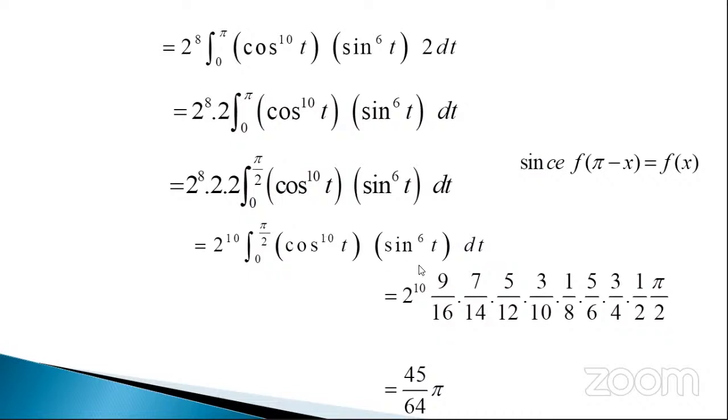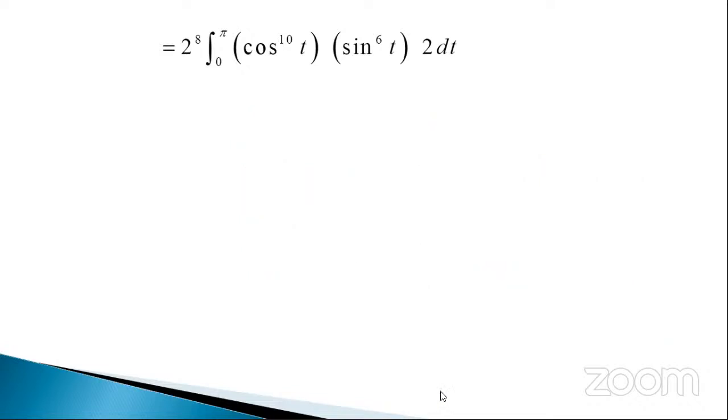9 by 16, since 10 plus 6 is 16. Numerator and denominator each decrease by 2: 9, 7, 5, 3, 1, and 16, 14, 12, 10, 8. And 6 minus 1 equals 5: 5 by 6, 3 by 4, 1 by 2 into π/2. After simplification, this is the solution: 45/64 into π. This is the solution of the given problem.